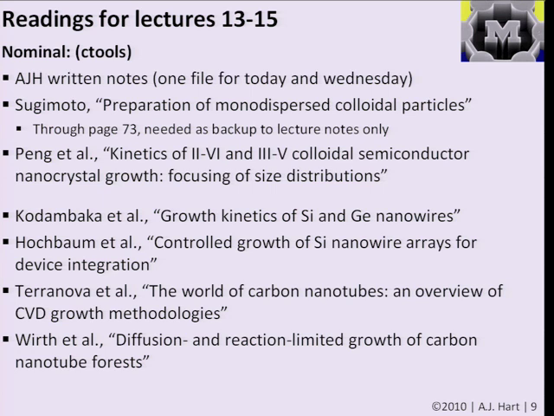And then the last two papers by Terranova and Wirth talk about overviews of methodologies for growing carbon nanotubes and a study of the kinetics of growth of carbon nanotube films. And this Terranova paper gives some examples of apparatuses, types of reactors used to grow carbon nanotubes. And a lot of these are used to grow other types of structures, but I chose this as the example in which we'll look at different types of reactors that are used for these kinds of productions.